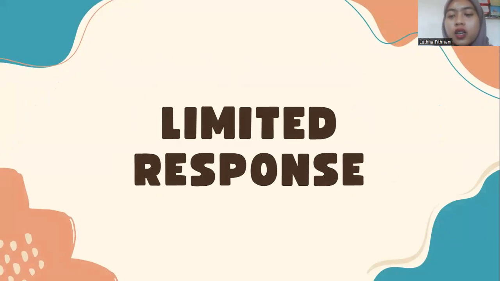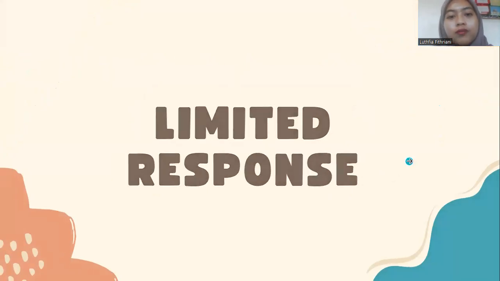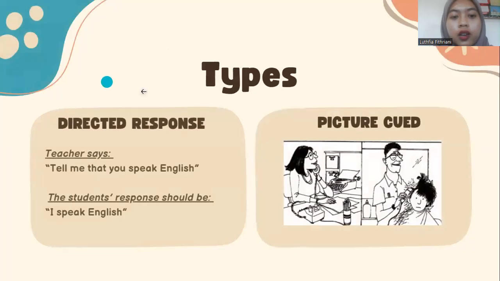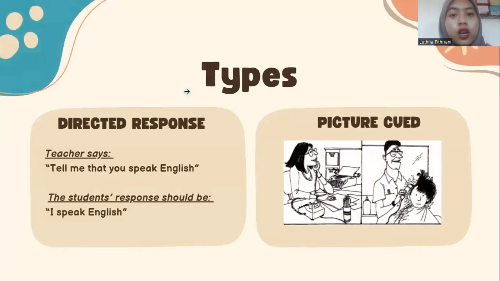Limited response can be done in some ways. The first is directed response. Do you know what directed response means? It is almost similar to imitation with some modification. In a directed response task, the teacher will give the student a clue or instruction, and the student should respond to the teacher's clue or the teacher's instruction by speaking.